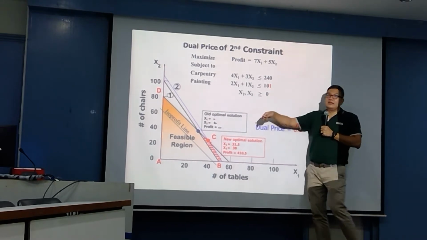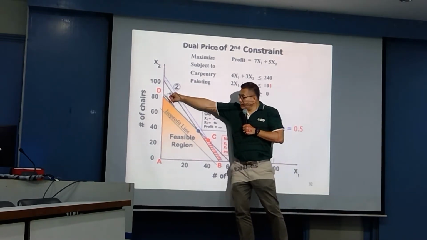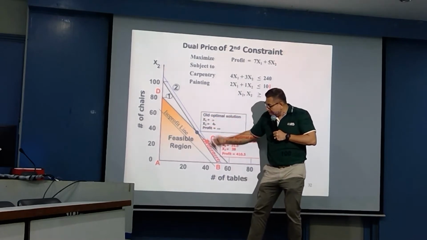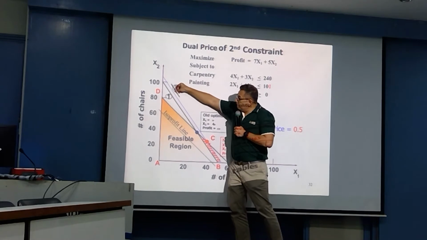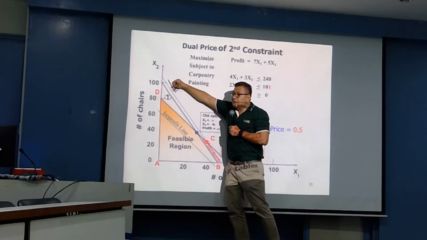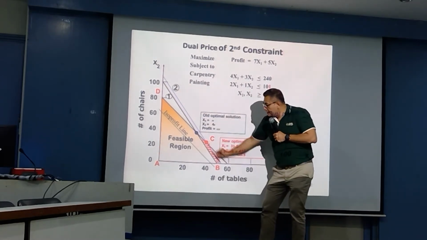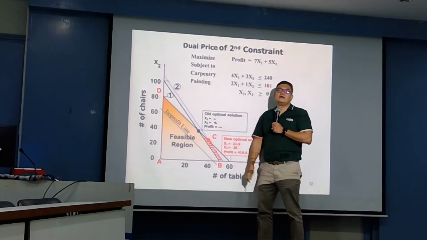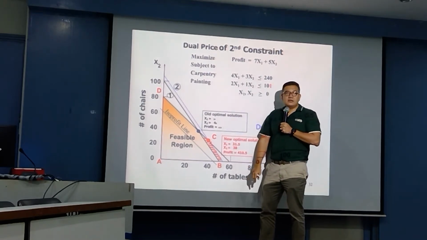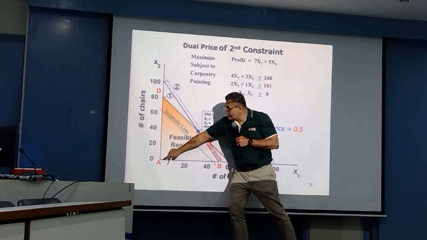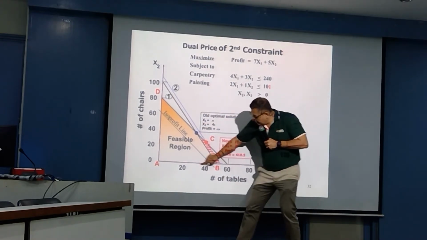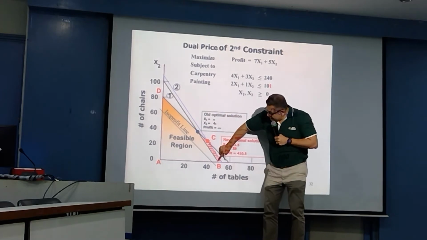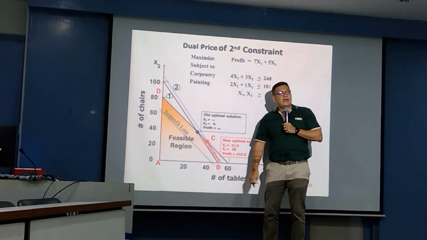So the new graph: the first constraint is still the same as this graph, shading below the line. But for the second constraint, it's going to be the blue one. You shift from the original one to the blue one, and then you shade below the line. When you try to find the feasible area, you have this area, the old area plus this area to be the feasible area.